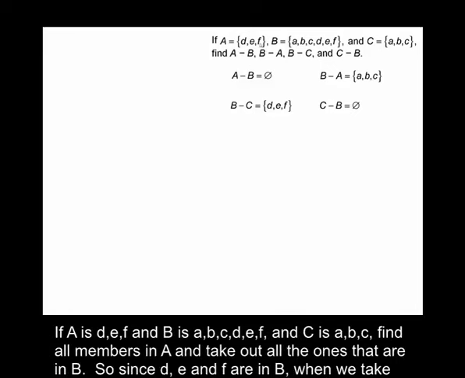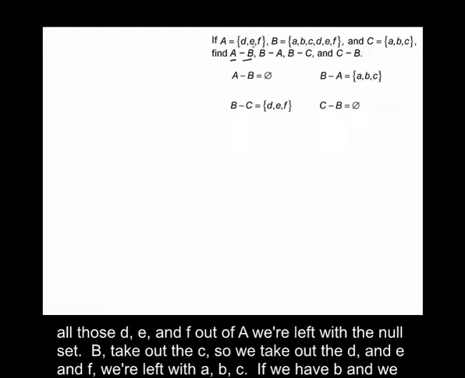If A is {D, E, F}, B is {A, B, C, D, E, F}, and C is {A, B, C}, find all members in A and take out all the ones that are in B. So since D, E, and F are in B, when we take all those D, E, and F out of A, we're left with the null set.